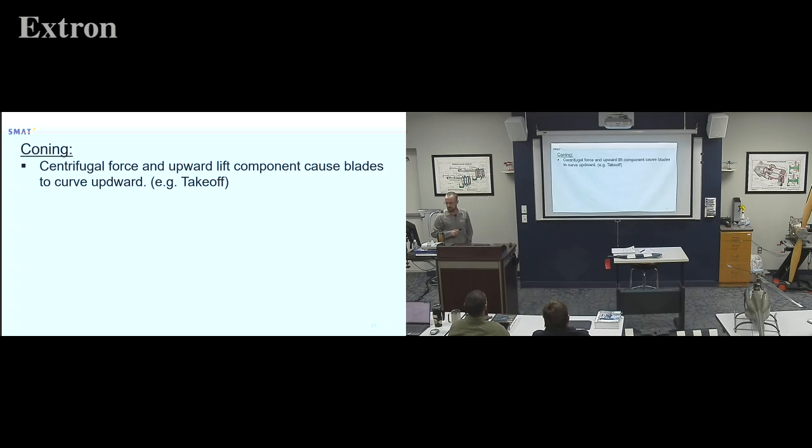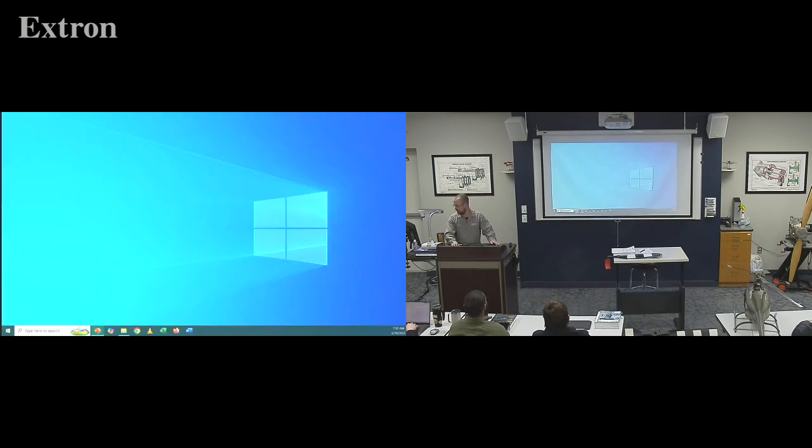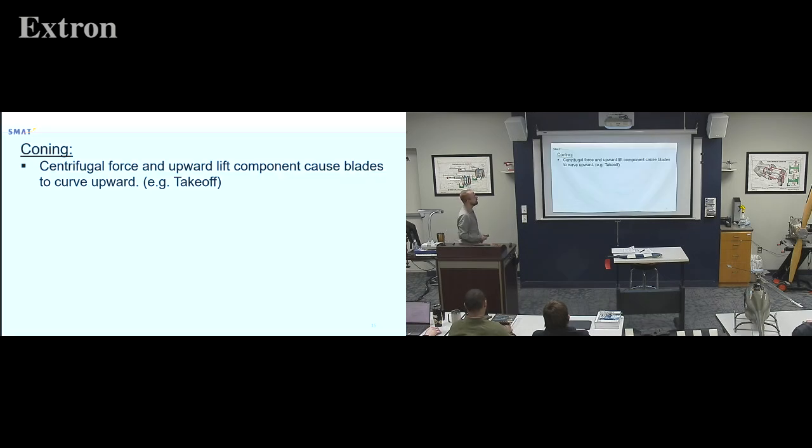All right. Centrifugal force and upward lift component cause the blades to curve upward. So the blades actually will curve up as the rotorcraft's sitting there doing the spinny thing. So the blades are actually going to curve slightly up. Referred to as coning of the wings.